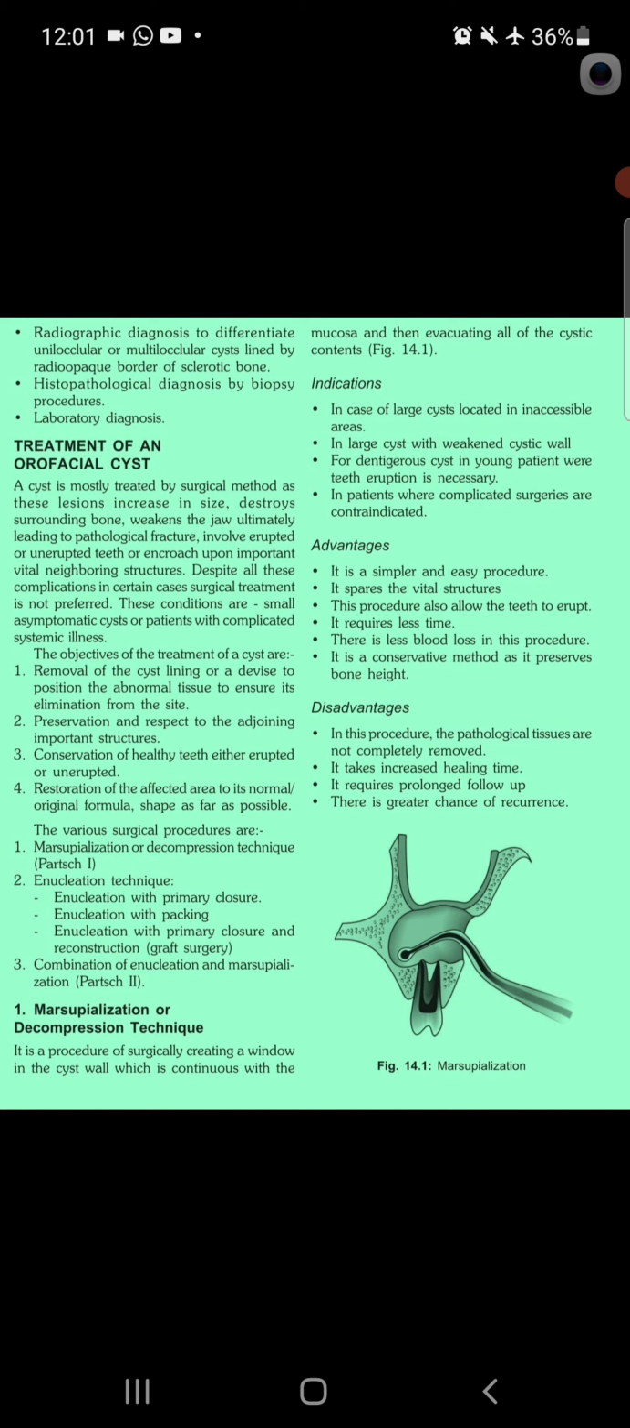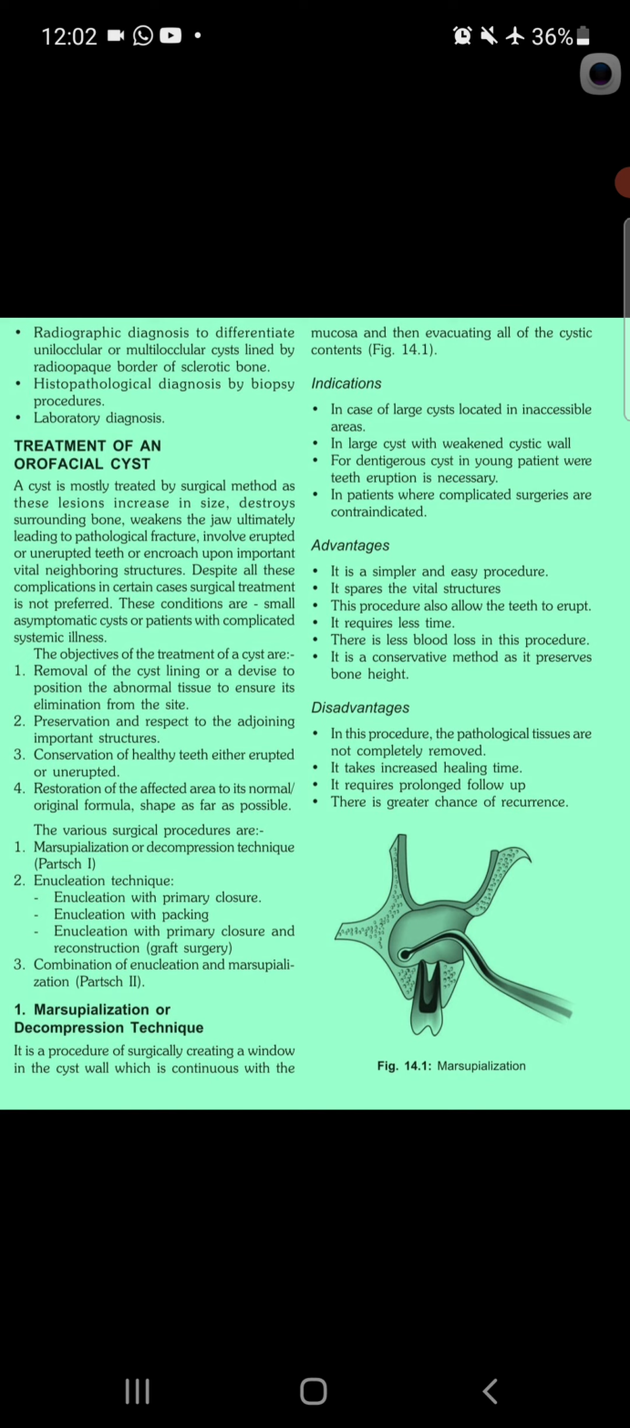Third, for dentigerous cyst in a young patient where teeth eruption is necessary, because dentigerous: denti means teeth, gerous means holding. This is a cyst which has a tooth inside. It occurs around a mandibular impacted third molar, in a young patient, in order that the tooth eruption is necessary. And the next indication is in patients where complicated surgeries are contraindicated.